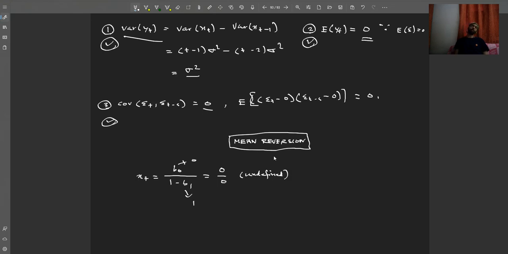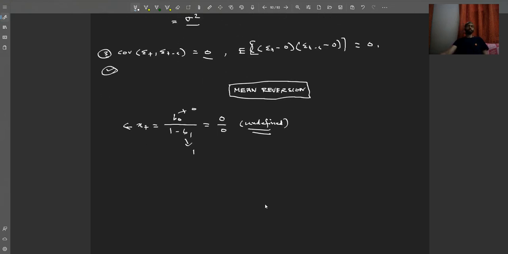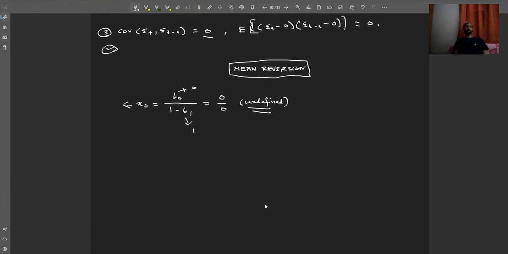So the mean reversion point before first differencing is undefined. And what about yt? What about the mean reversion point after first differencing? Yt is equal to, again if you write b0 by 1 minus b1, here b0 is equal to 0 and b1 also is equal to 0, because we have seen here.